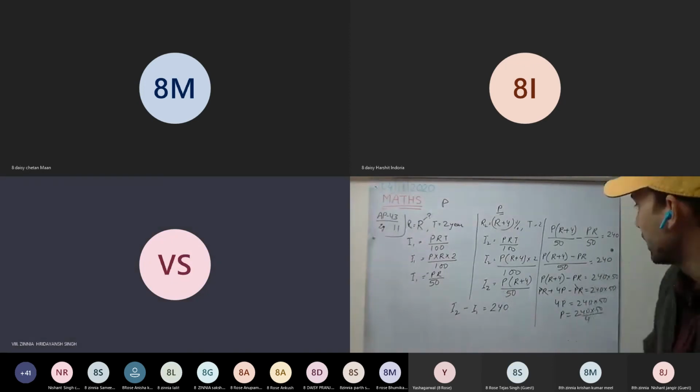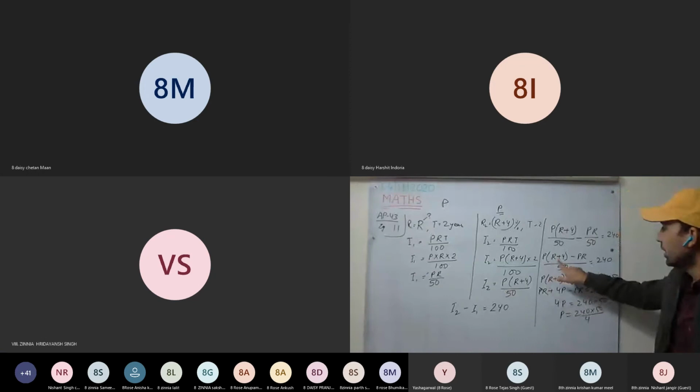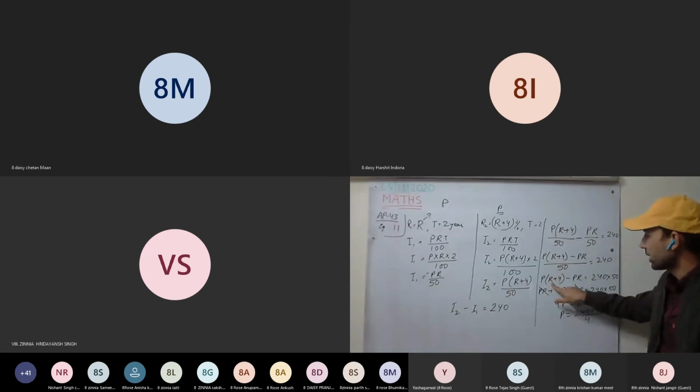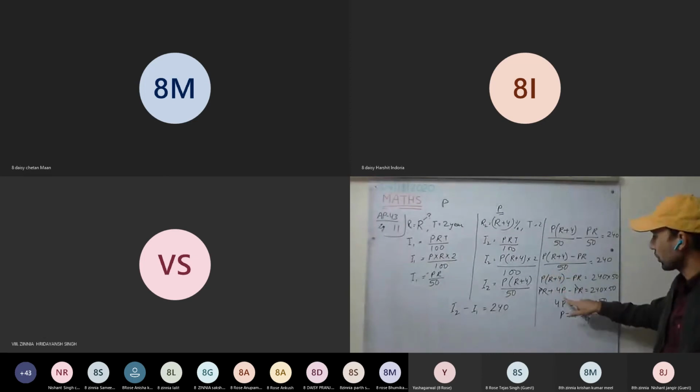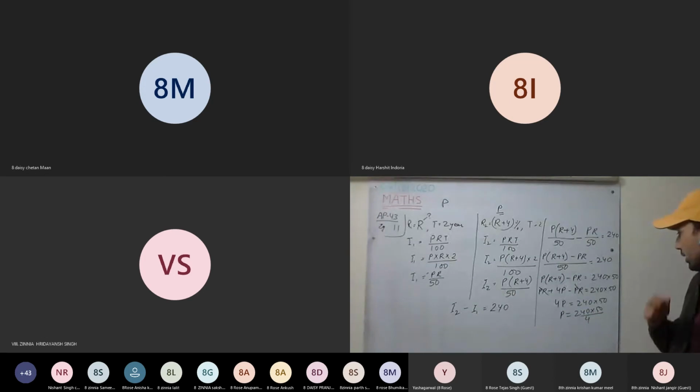Good morning. Is this question clear? Here, P is multiplied with the sum of R plus 4. Now open the bracket: P into R plus 4P. They get cancelled, and 4P goes to the other side, and you get 3000. Is this clear?